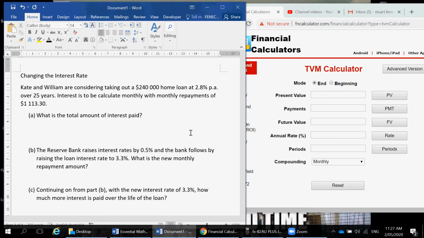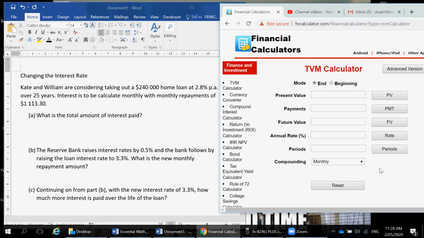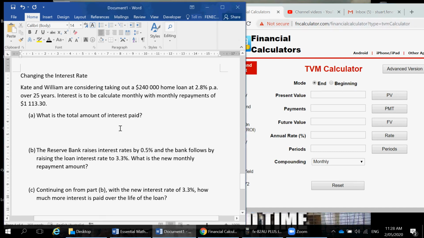We are going to be using the same calculator that we've been using in the recent few lessons. You can see its address up there. Not secure, that always gives you an amount of confidence.